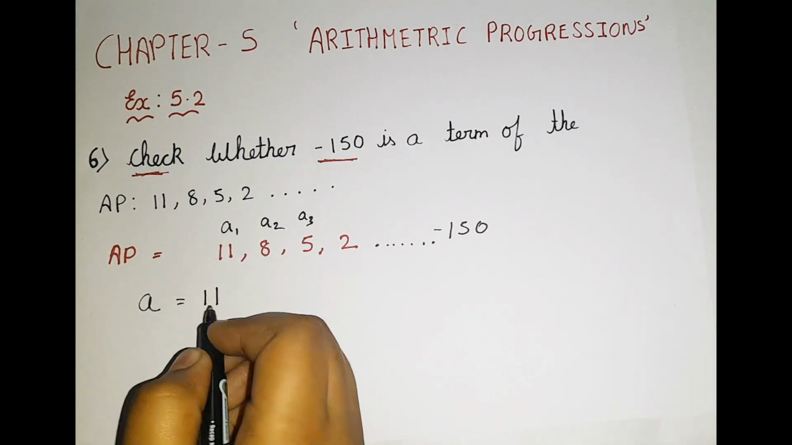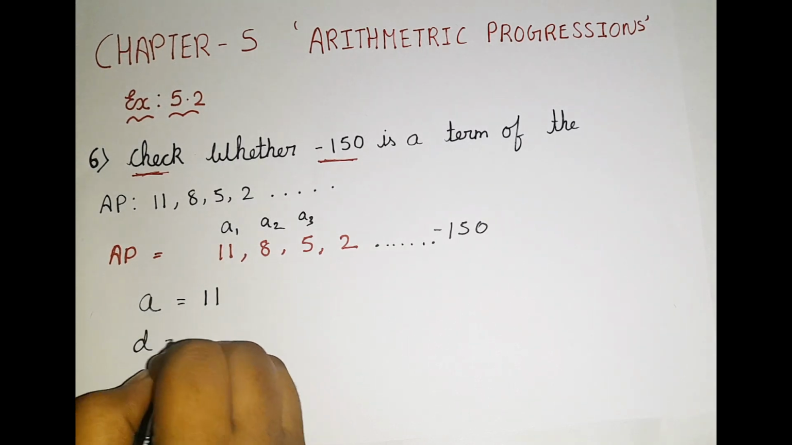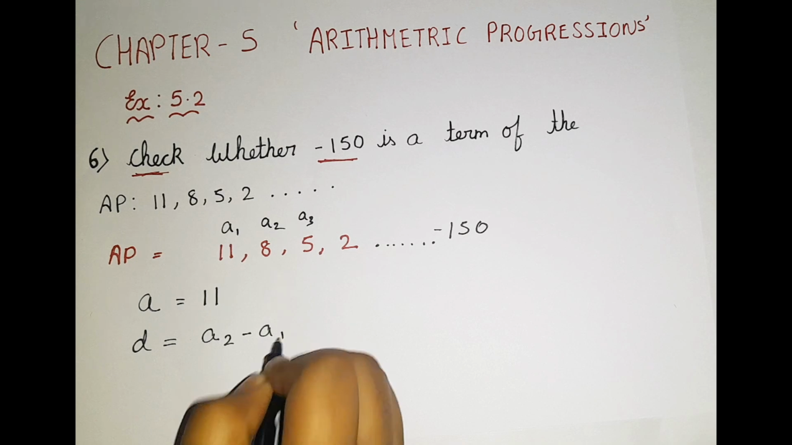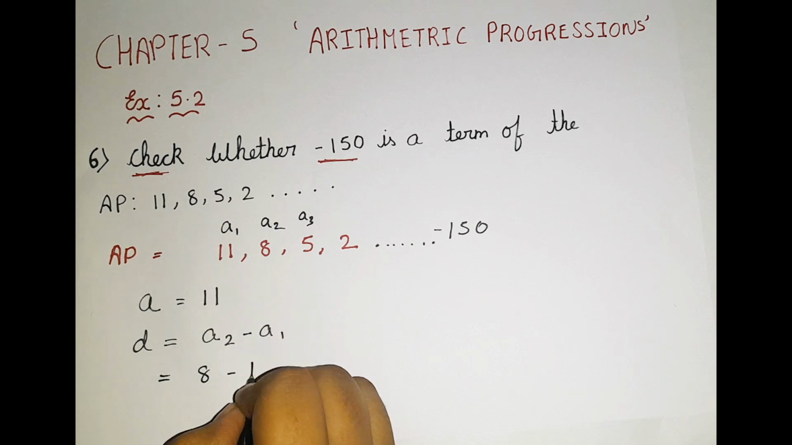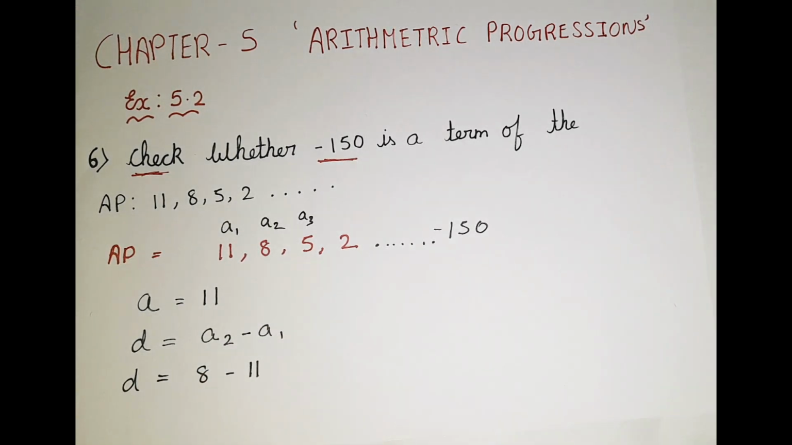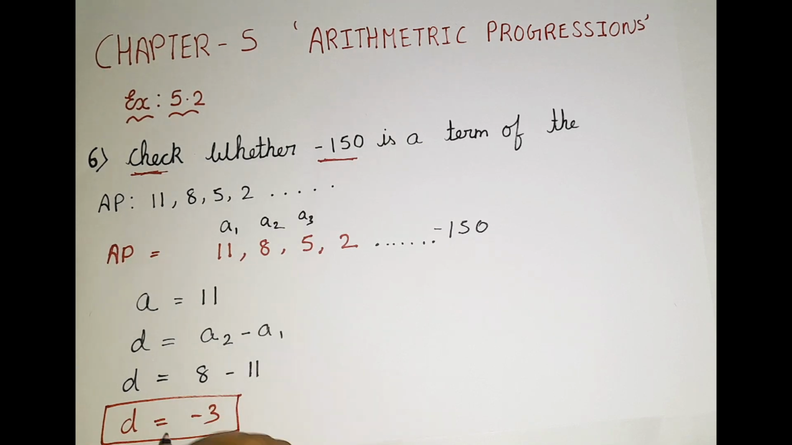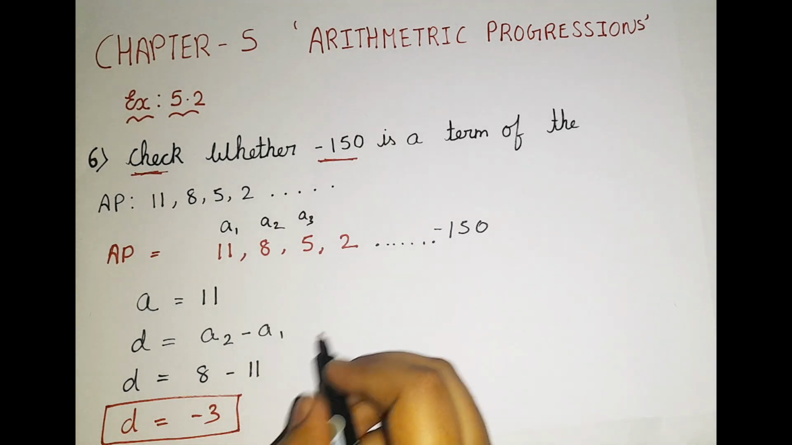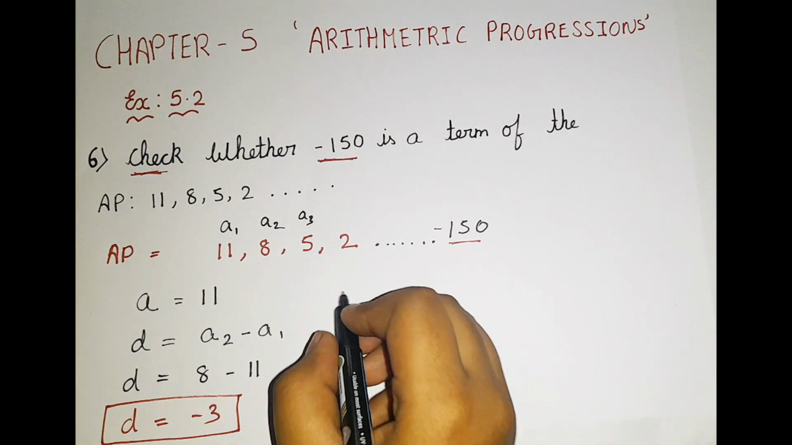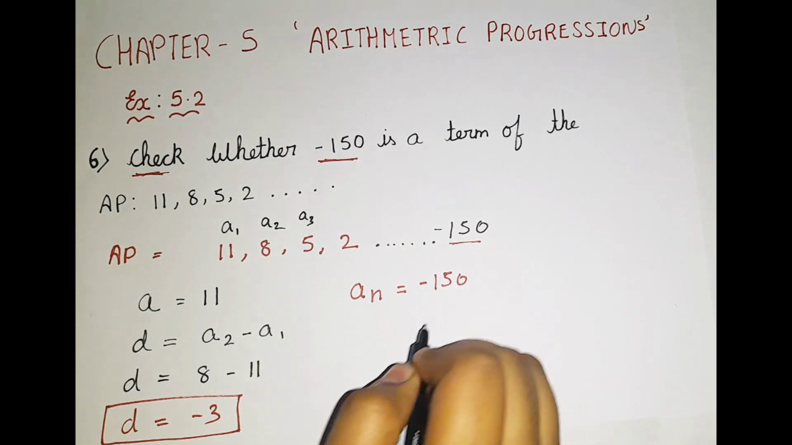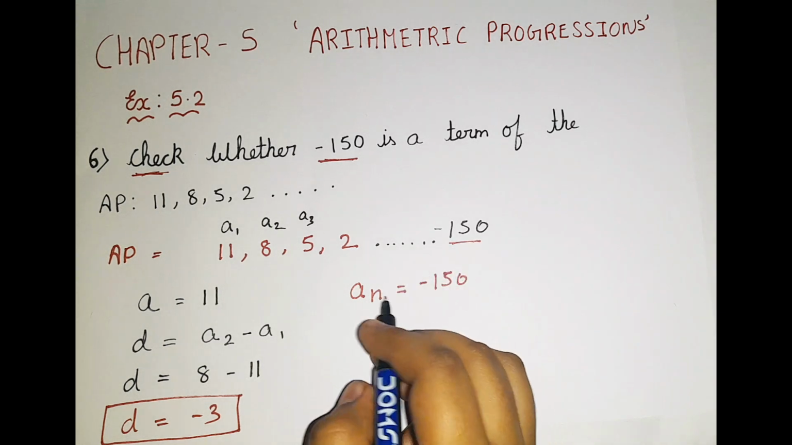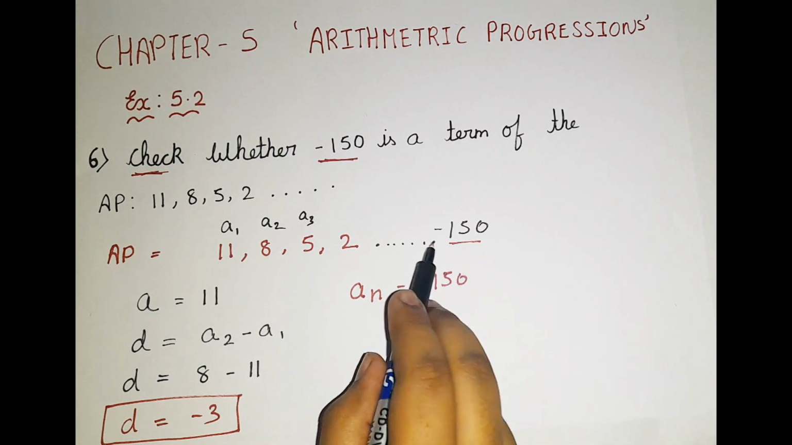The A value and A1 are the same, so A1 value is 11. And then D is equal to A2 minus A1. What is A2 here? A2 is 8 and A1 is 11. When we subtract them, we get minus 3. So we got the common difference, D is equal to minus 3. Now here I have minus 150, so I am going to take it as AN, AN as minus 150. We are supposed to find in which term we will get minus 150.